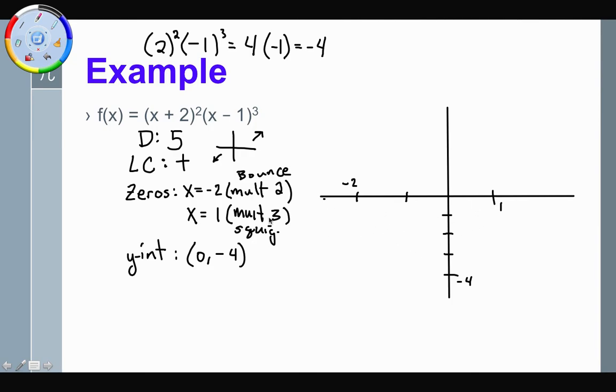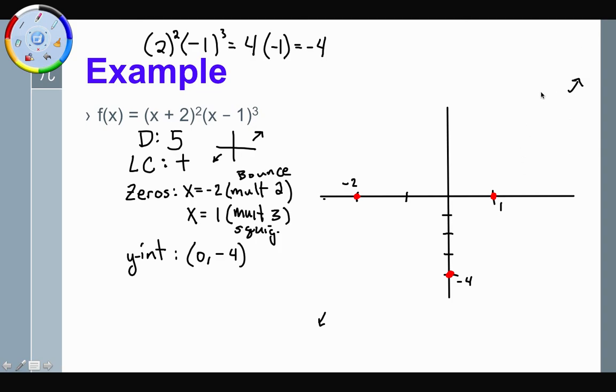And what else do we need? We need to mention the end behavior. So we know the end behavior has to come down here like this and end up here like this. All right, so let's take a look and sketch what we know. We know that -2 is one of our zeros, and +1 is one of our zeros, and y equals negative 4 is our y-intercept.